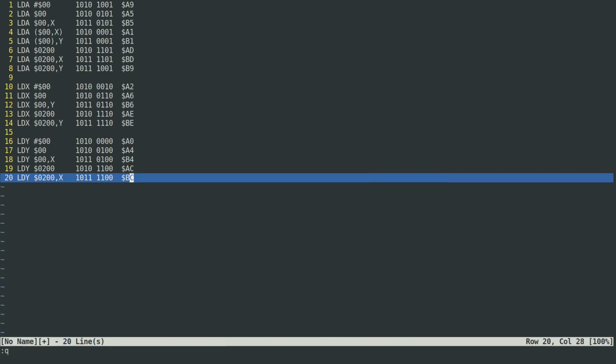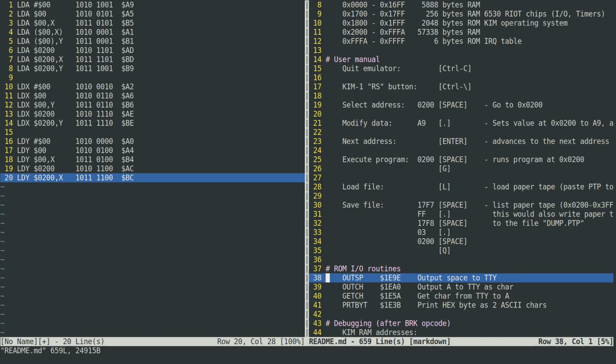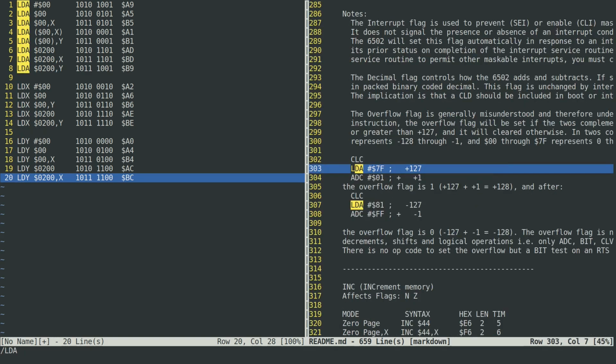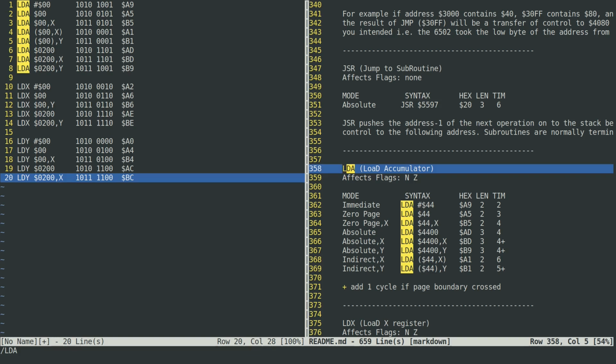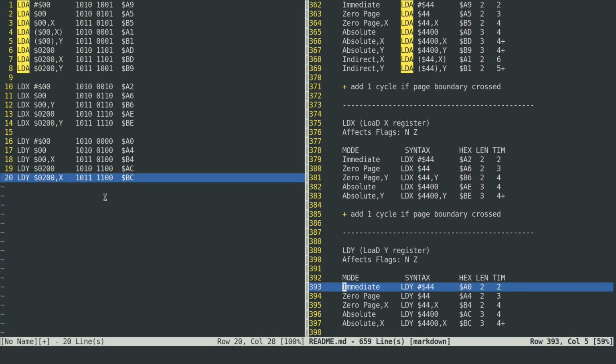So I just close this one and open another one. I want to open the README. Yeah. So here I have the full reference. So let's search for LDA. Next. Okay. And I just scroll a little bit so it's seen better. Now, let's do no highlight. So, LDA immediate is exactly indeed A9. LDA zero page, A5, which is correct.